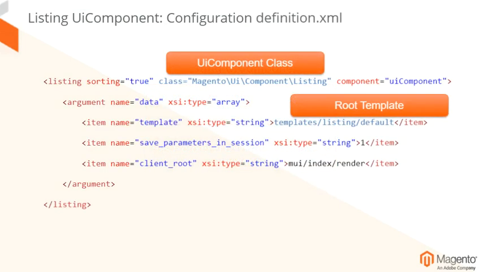On the slide, you can see a code demonstration of the listing configuration from a definition XML file. It contains the UI component class, Magento UI component listing, and the root template, templates listing default.xhtml. The template is generic and used like a container. All real rendering occurs by using HTML templates and JavaScript.